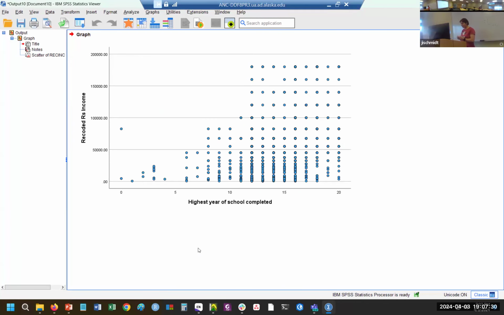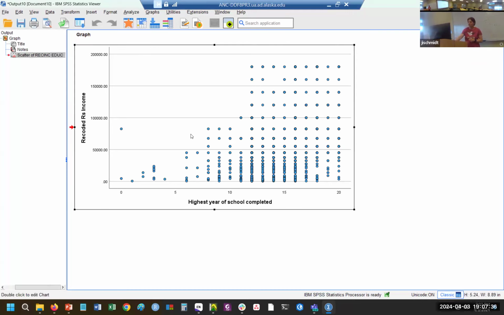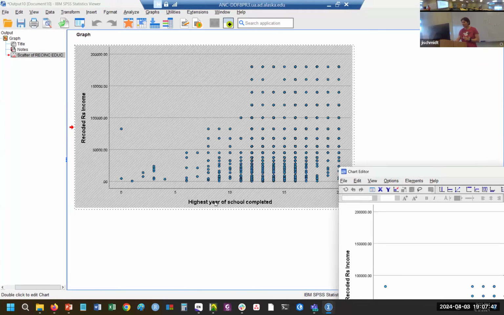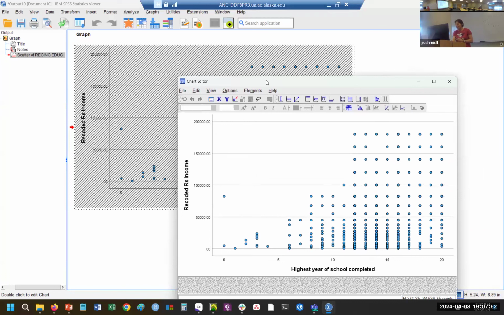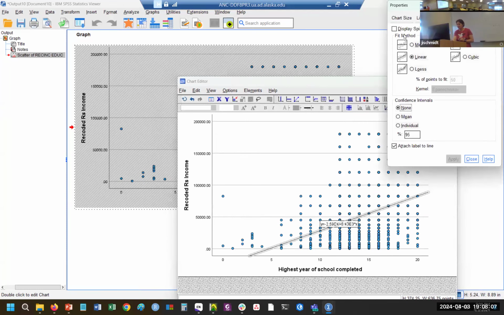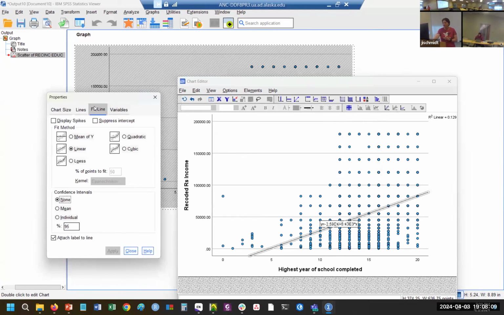And so you get a graph like this. And now we're going to learn how to add the regression line to it. So go up to your graph and click on it, and go to edit. All right, you get this chart editor that pops up. Move it over. And you'll see this little box here that you can click, that shows like a little line going through the scatter plot. Right here. When you click on that little box, you'll have this come up.